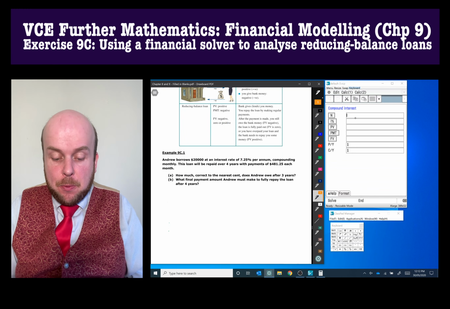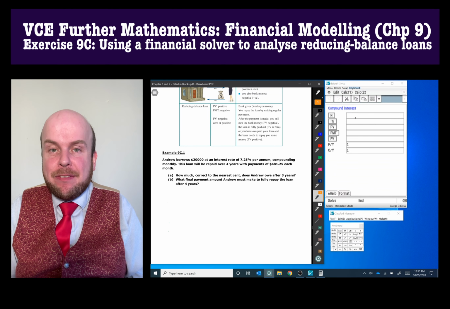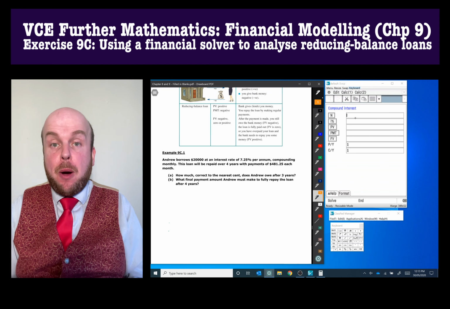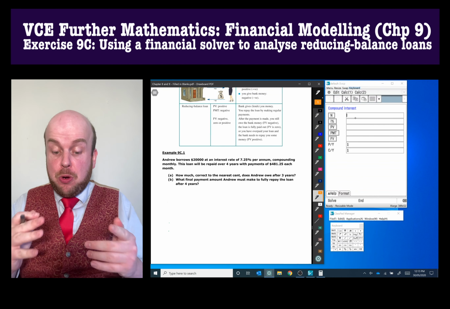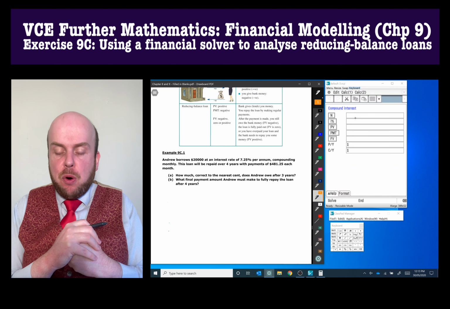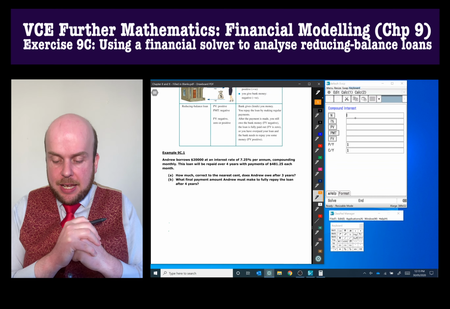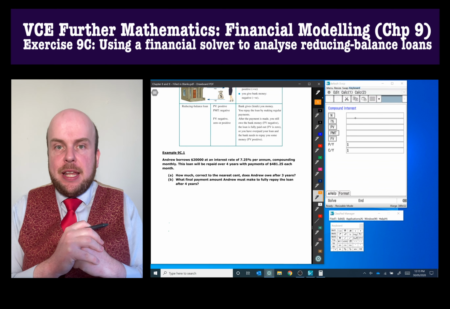Example 9C.1. Andrew borrows $20,000 at an interest rate of 7.25% per annum compounding monthly. This loan will be repaid over 4 years with payments of $481.25 each month. A, how much, correct to the nearest cent, does Andrew owe after 3 years?